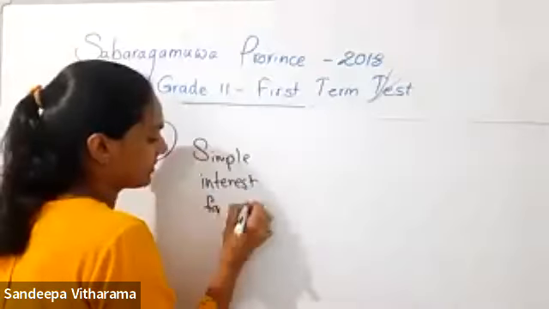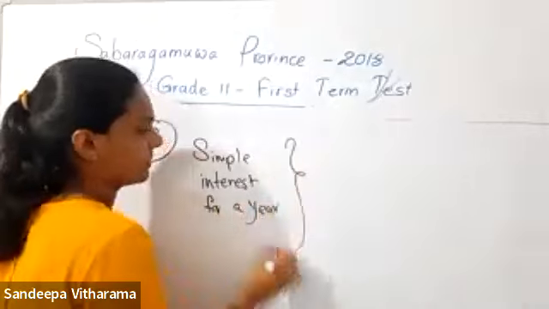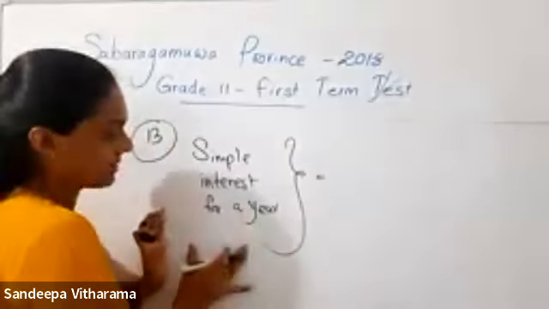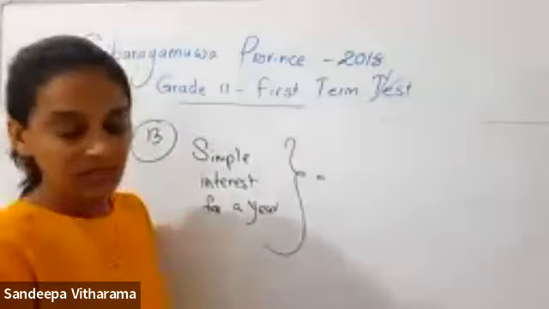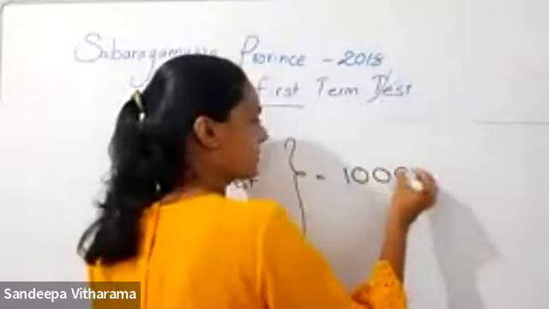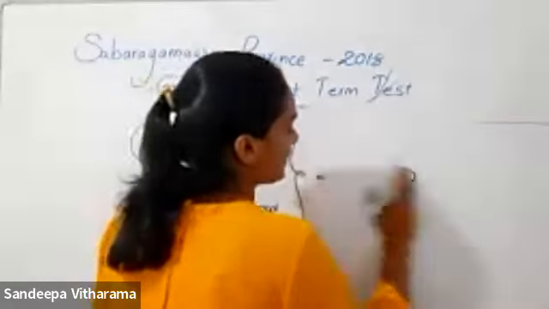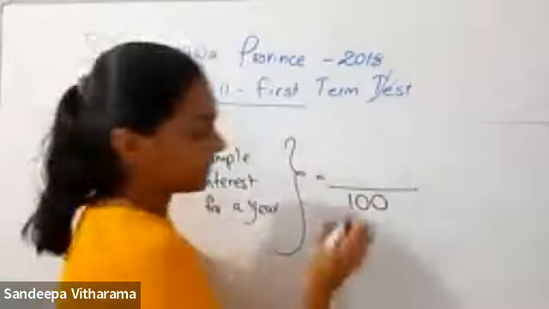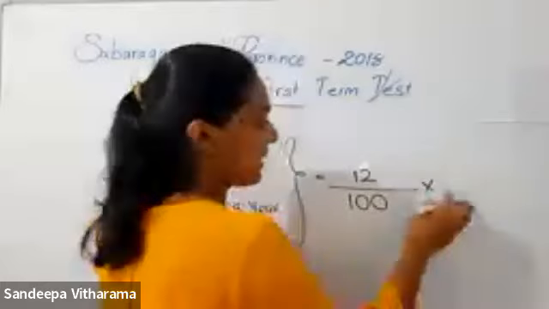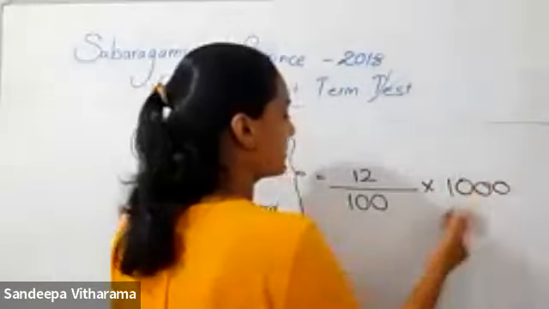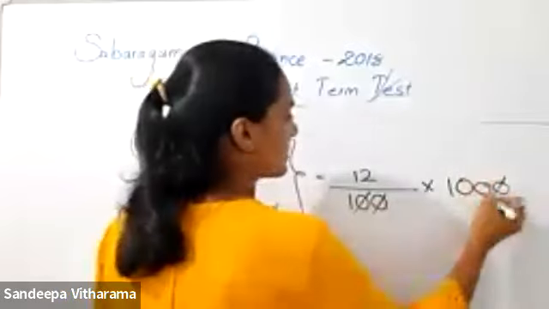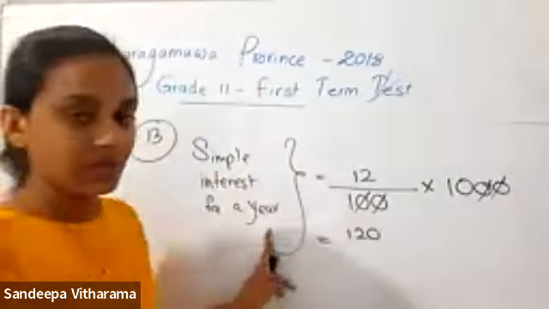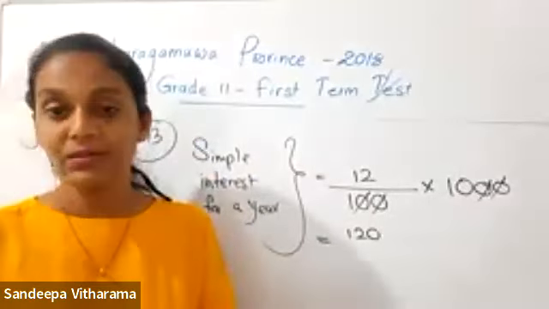We can calculate this at once, but as I want to explain, I will find it for a year first. Deposited 1,000 rupees. If he has deposited 100 rupees, he will get 12 rupees. Then if he has deposited 1,000 rupees, the amount he gets, zeros cancel like this, then the answer is 120 rupees. This is for a year. Now you have to find it after 6 months.